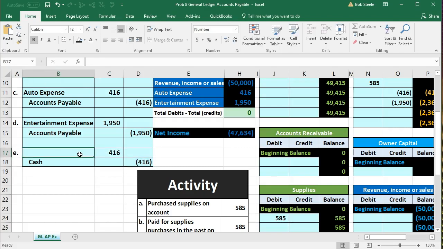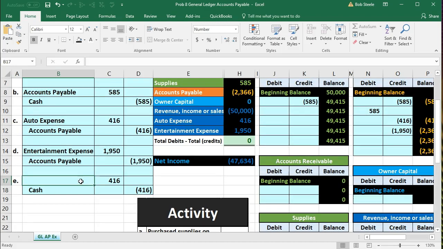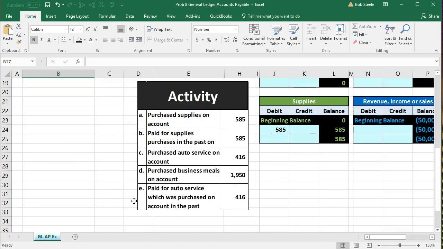Then we just need this account here. And what will that account be? You may think that it should be auto expense, or that would probably be the first thing that we think of considering it's for auto expense.